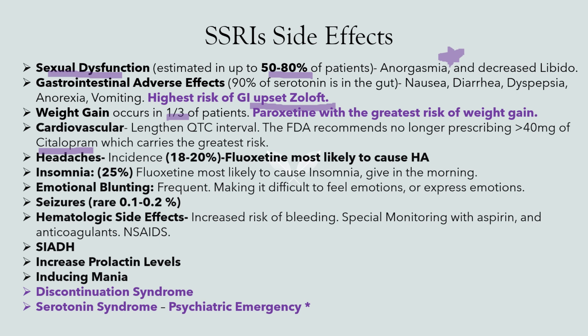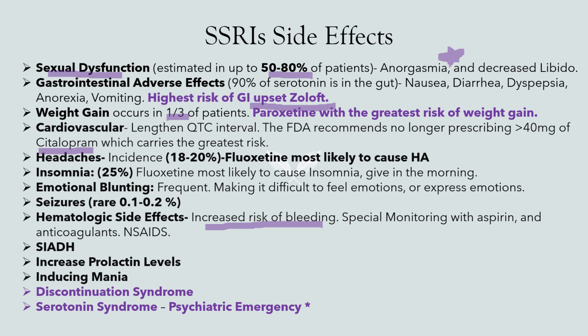Seizures, this is rare, 0.1 to 0.2%. And hematological side effects, very important with SSRIs. You need to know that they do increase the risk of bleeding. So special monitoring with patients with aspirin and anticoagulants and NSAIDs. SIADH, hyponatremia, increased prolactin levels, inducing mania, as we spoke about previously.